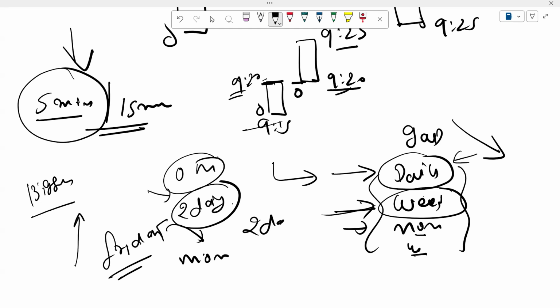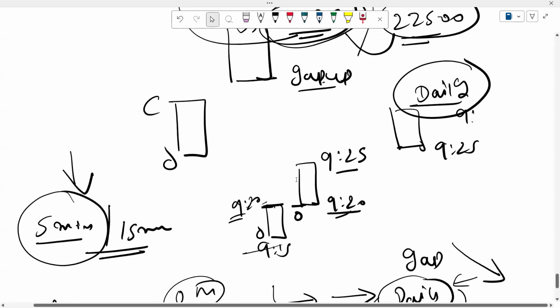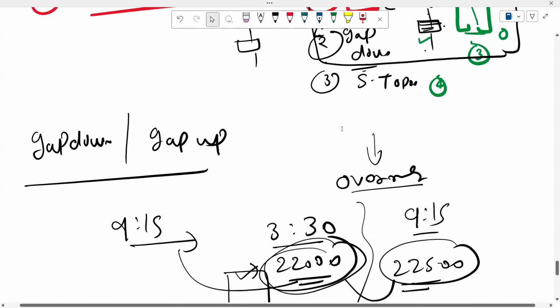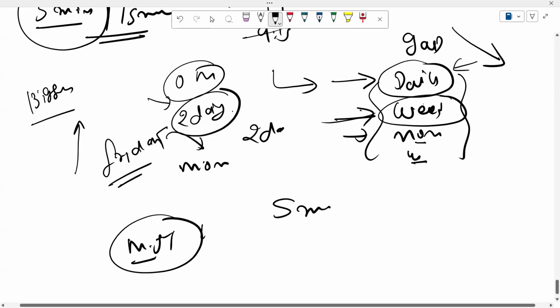So the higher the time frame you go, the more you will find gap up and gap down openings. In the morning star you need a gap up or gap down. So on daily candles only you will find this morning star pattern or evening star pattern. You will not find these patterns in the 5 minute candles. I hope it is clear to you.